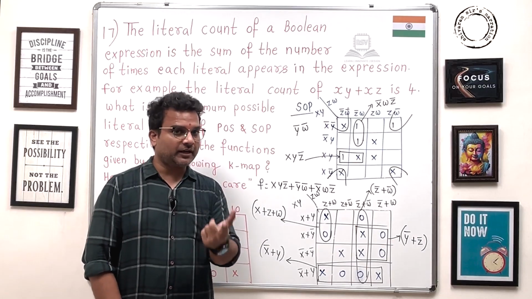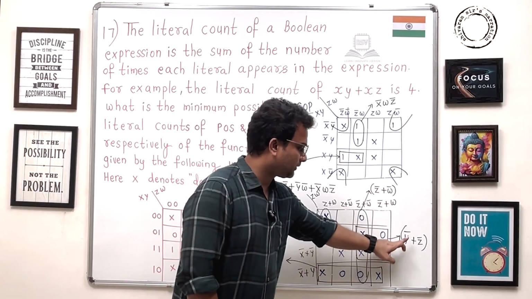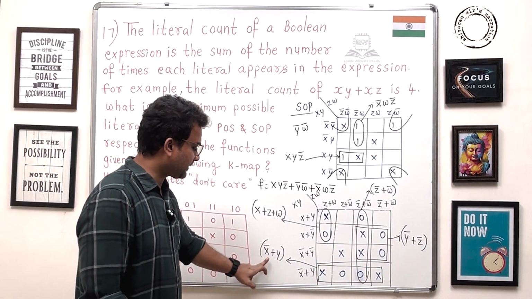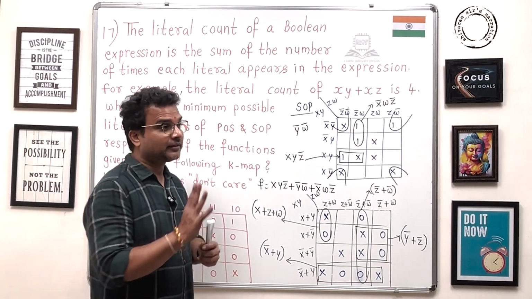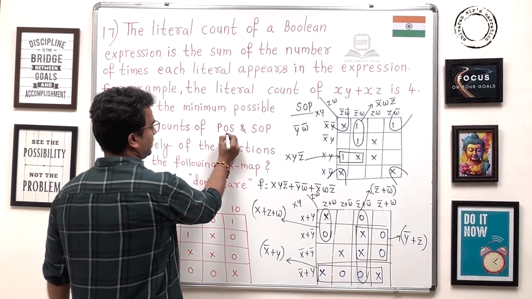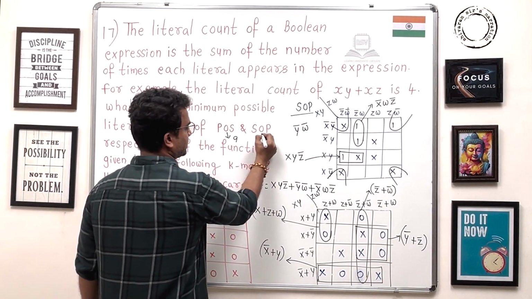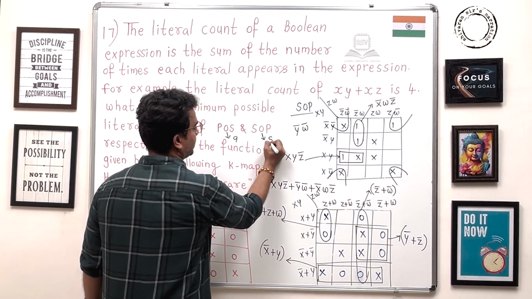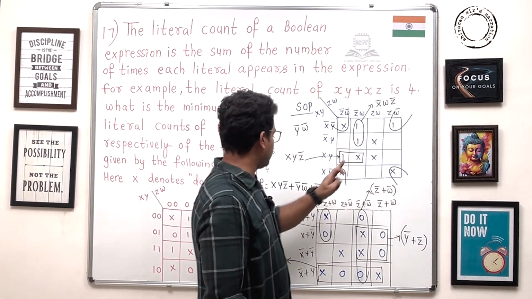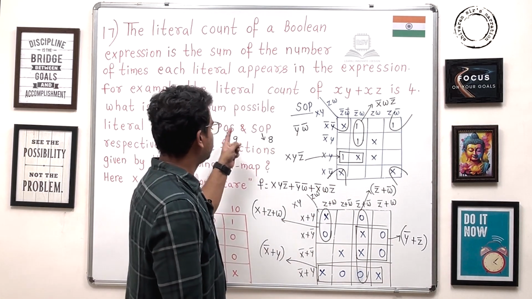Now what is the literal count? You just count it. 1, 2, 3, 4, 5, 6, 7, 8, 9. Hence the POS expression literal count is 9. SOP expression literal count is 8. We did already. It is like here only 1, 2, 3, 4, 5, 6, 7, 8. This one.